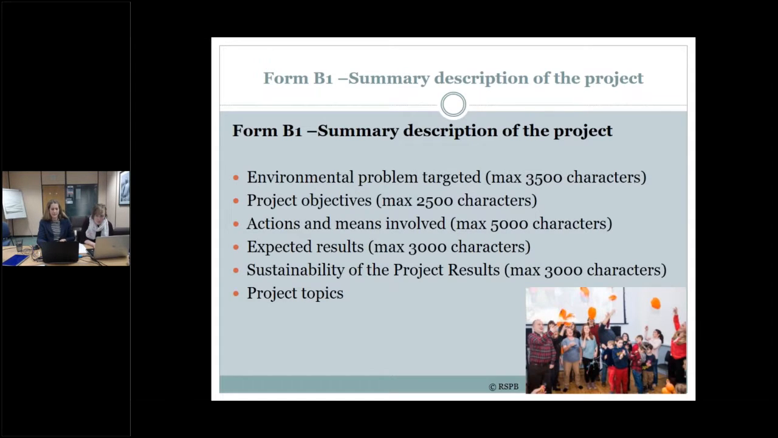I will now talk about the forms in more detail. So the B1 form is arguably the most important form of your application. It contains a summary of your project and should describe the environmental problem, the project objectives, action and means involved, expected results, sustainability of the results, and project topic. Please note the character limits of each of the headings.